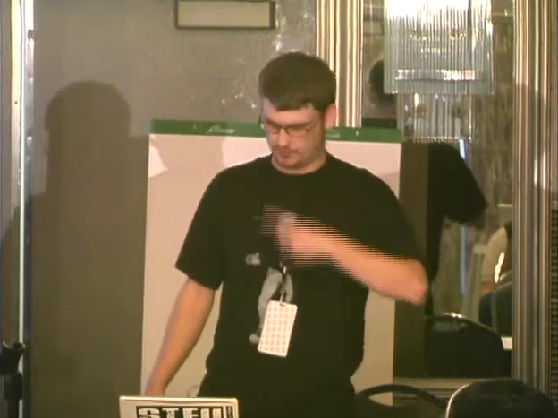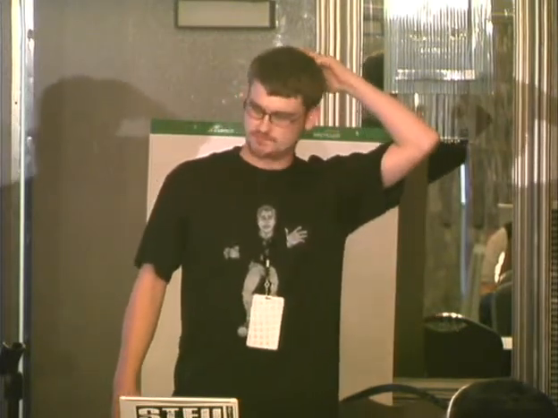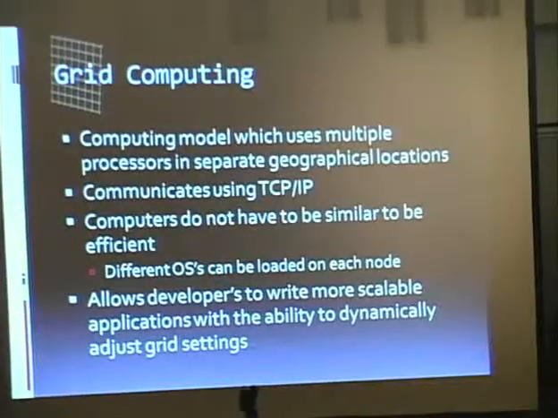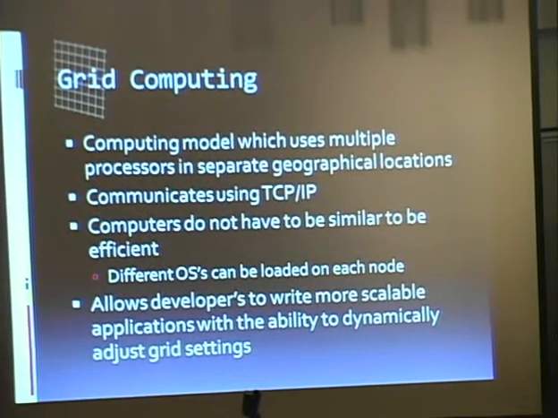Okay, so grid computing is a computing model that uses multiple processors in separate geographical locations. So if I have an application that utilizes this grid, I can have a grid node at my house in Ohio. Somebody can have a grid node at their house in California, anywhere, and they all simultaneously act as one large computer. So you're unlimited as far as the amount of nodes or processors that you can have available to your application.